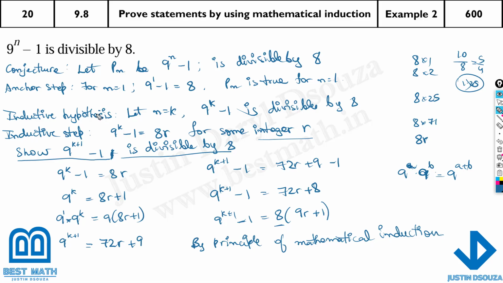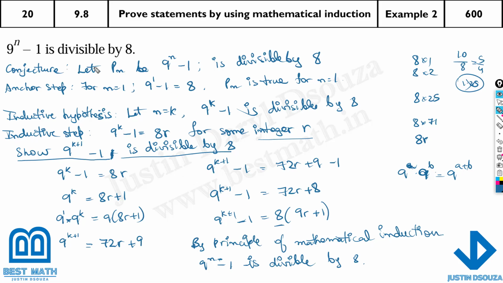We can tell this given question, write it out. 9^n minus 1 is divisible by 8. Now you can tell for all positive integers, or just write so much, that is enough.